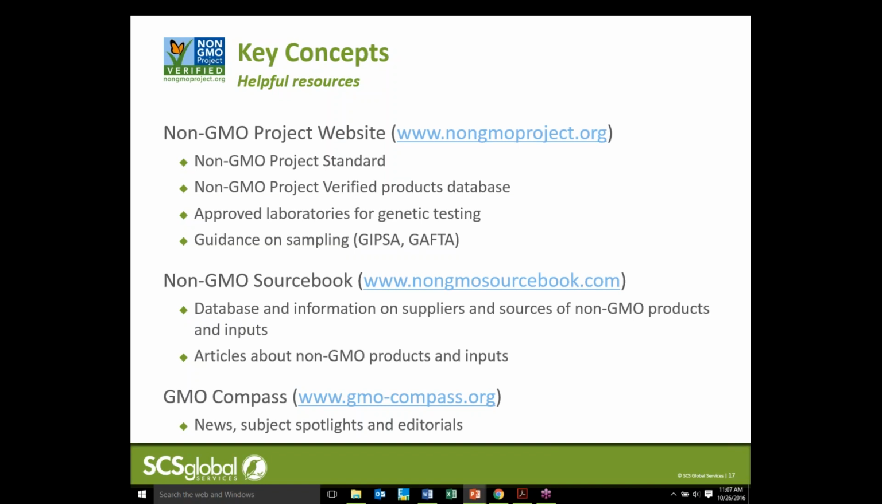So knowing what these resources can provide and knowing how to use them really can demystify a little bit of the process and provide really good resources for you as you decide to go for non-GMO project verification. SCS also has made a guide for participants that really does go a little bit deeper into some of the verification requirements, some frequently asked questions, and specifics about how to navigate the audit process and things that participants can do to prepare themselves for the audit, to set themselves up for success.